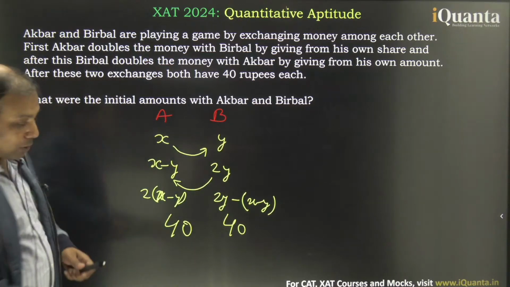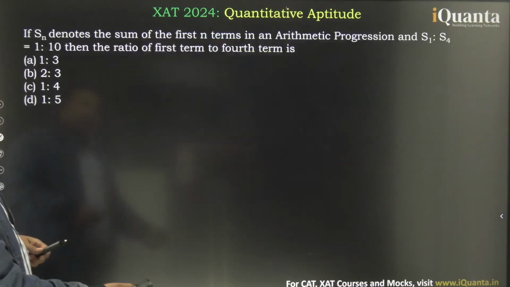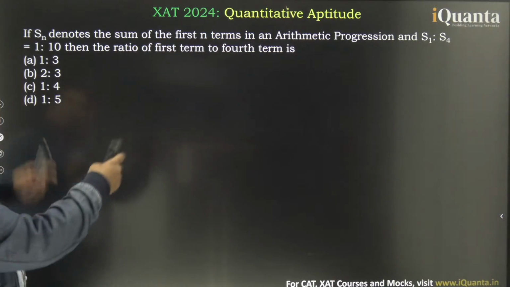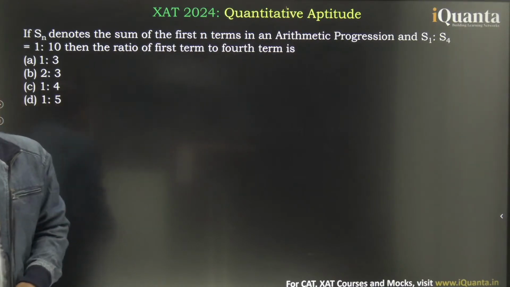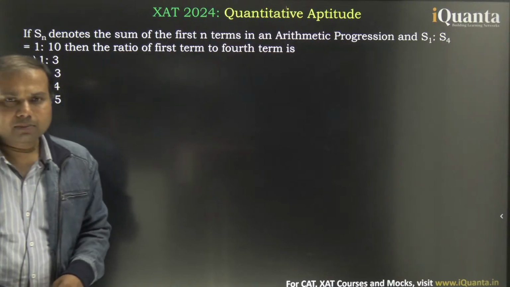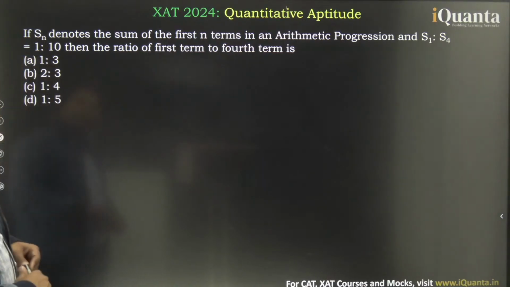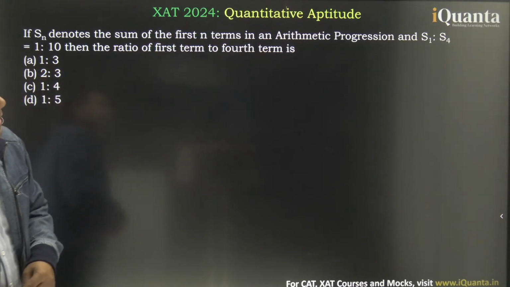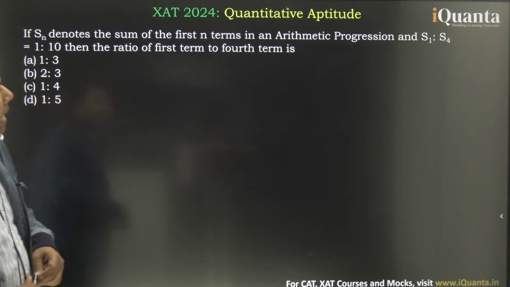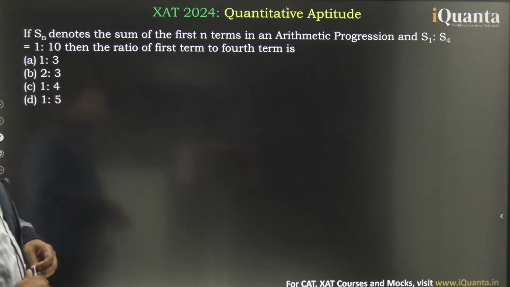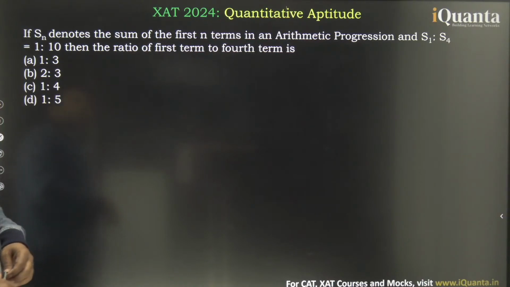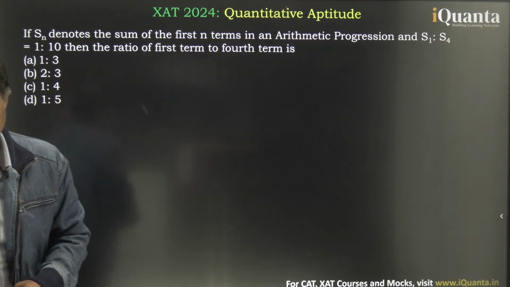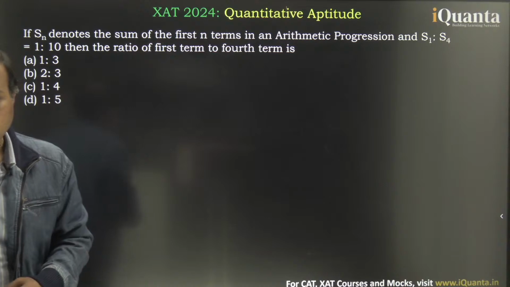Let's move further to the next question. Now, this is from previous XAT papers. I have removed the year and question number. The question is before you. It's from the topic AP. I'm reading it for you. If Sn denotes the sum of first n terms in an arithmetic progression and S1 ratio S4 is 1:10, then the ratio of first term to fourth term is. Please try to solve it and answer.